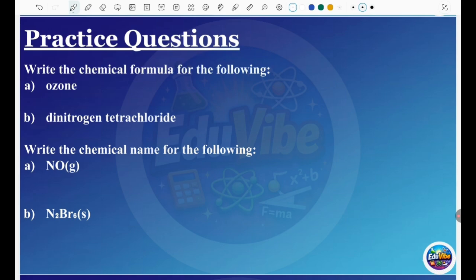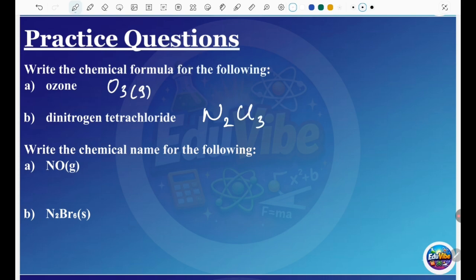So now we are doing some chemical formulas again, with molecular compounds. So molecular compounds we have to do now. So the first one is ozone. We all know what ozone is. Ozone is O3. Directly we have to know this. This is O3, and this is a gas. Next we have dinitrogen tetrachloride. Dinitrogen means we have 2 of this. Tetrachloride means we have 4. So this will make N2Cl4. So this is a solid one.